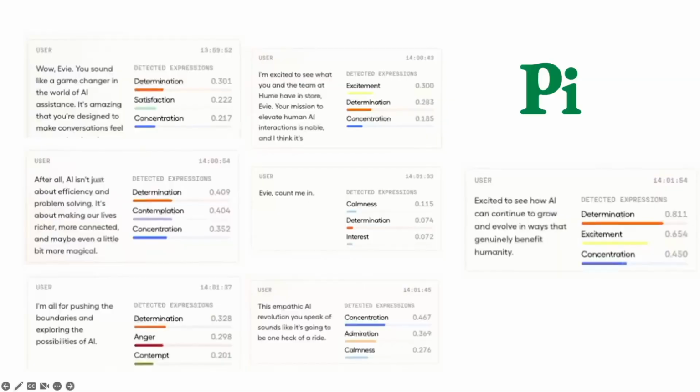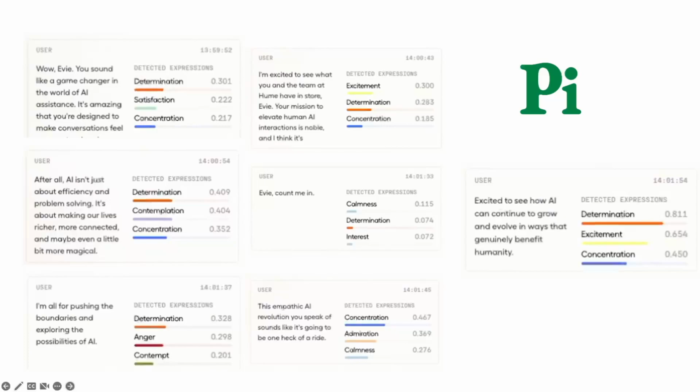The conversation continued in that direction for a little while, but let me show you what the emotions that Evie was picking up on from Pi. So this is the conversation I captured between Pi and Evie, and you can see here that some of the similar emotions are coming through that we saw in ChatGPT. So determination, concentration, calmness are all coming through. However, in addition, we are also seeing other emotions like excitement and anger and even contempt coming from Pi, which is kind of interesting.